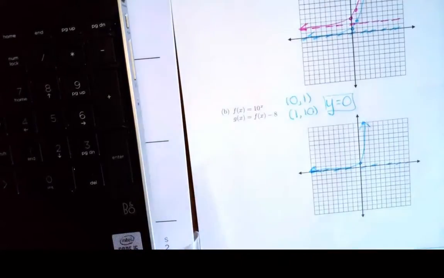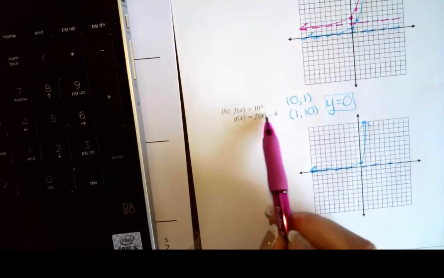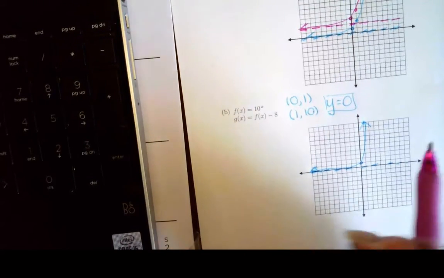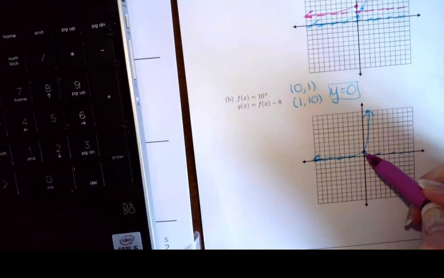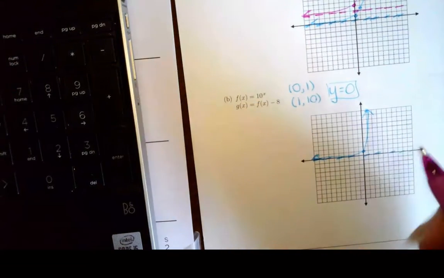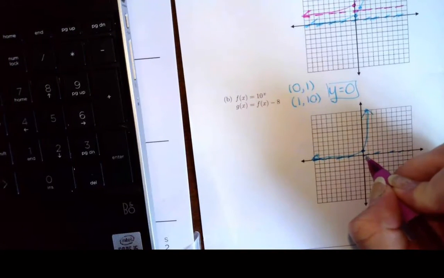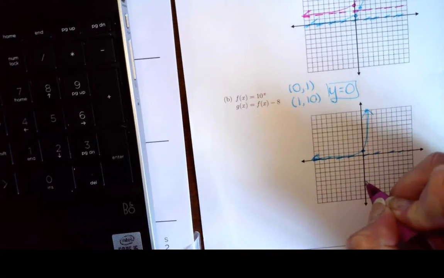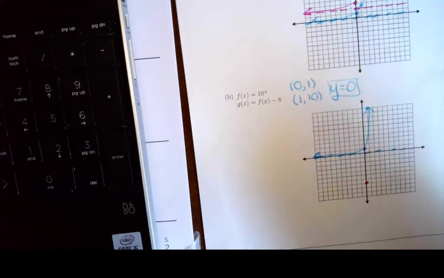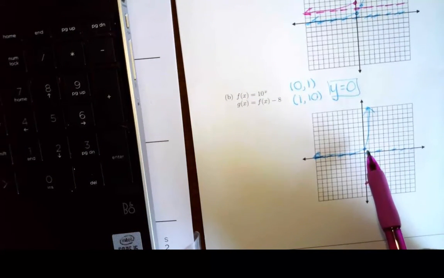Okay, so what am I going to do? I am now going to take that function and I'm going to drop it 8 units. So that includes the asymptote and that includes the points that I've graphed. So take your function, drop it 8 units. So here's my point, 1, 2, 3, 4, 5, 6, 7, 8. And you're like, but it's not at the point 0, negative 8. No, because I didn't start at 0, 0. I started at 0, 1. So 1 minus 8 is negative 7.